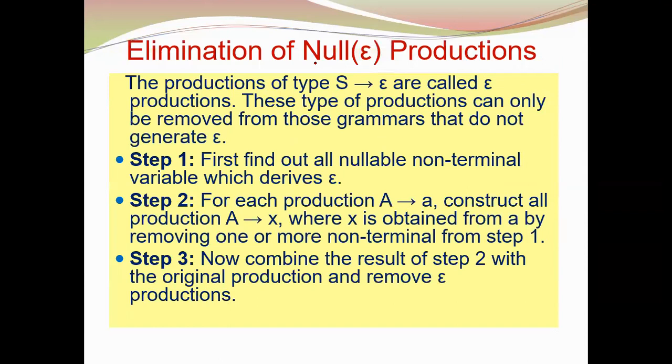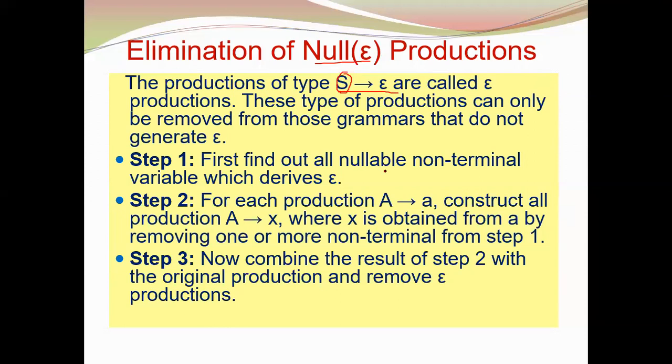Elimination of null production. Okay, the first one is completed, elimination of useless symbols. Now we are moving to the epsilon production. This is very easy. The production of type S tends to epsilon is called epsilon production. If any variable, any non-terminal, gives the epsilon production, then we can substitute epsilon for this variable S. That is the meaning, right? This type of production can only be removed from grammars that do not generate epsilon.